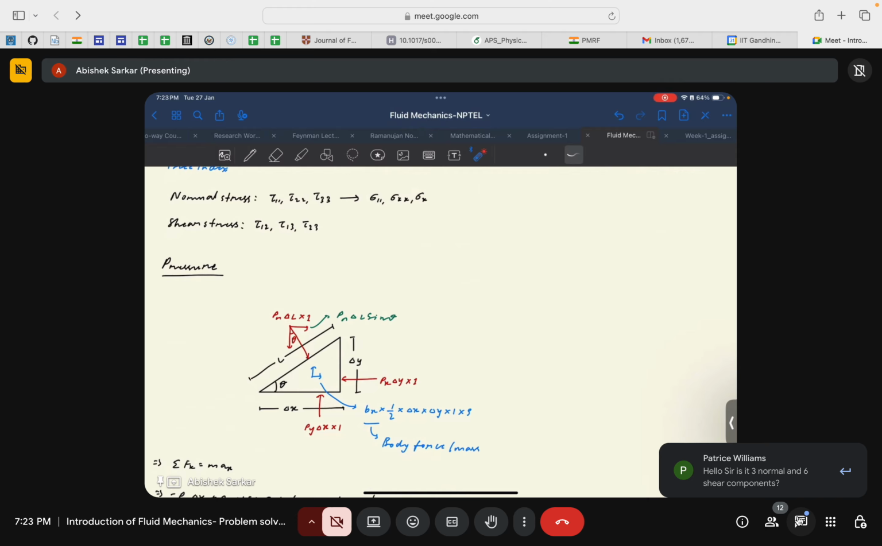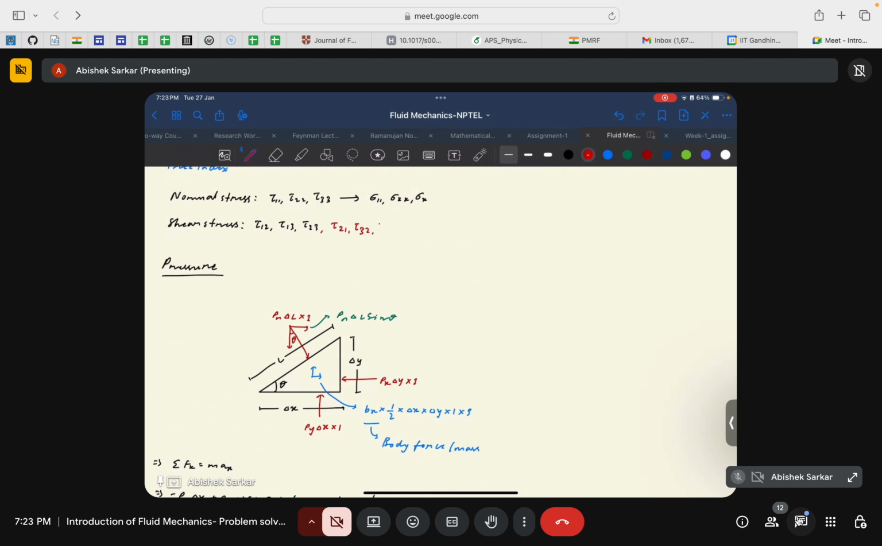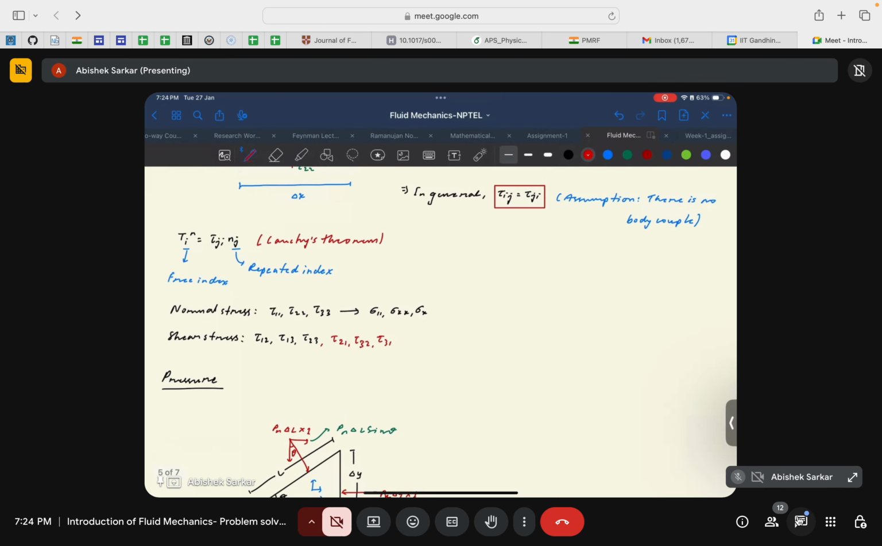Yeah, thanks for clarifying. So, as you rightly pointed out, there should be 6 shear stress components, right? There will be tau 2 1, tau 3 2, and tau 3 1. Absolutely correct. In the ideal case, a total of 9 components, 6 shear stresses and 3 normal stresses, should be the unknowns in a stress tensor, right? But we have already discussed that for most of the cases, tau ij is equal to tau ji.